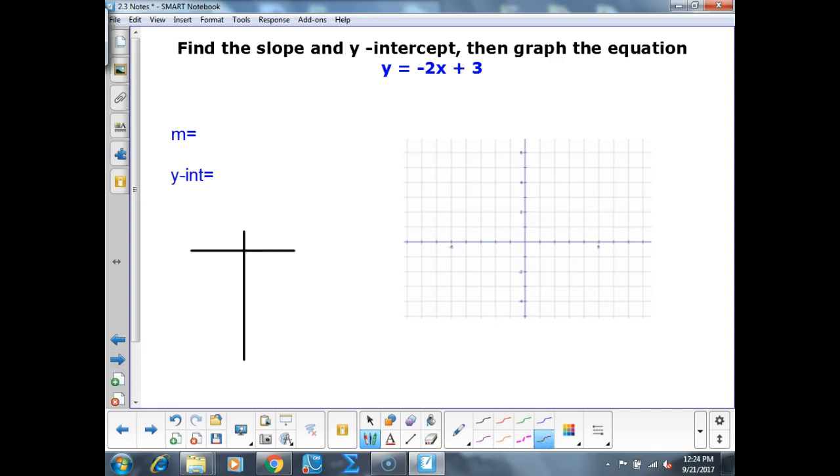Okay? So, first it says find the slope. What is the slope of this line? Negative 2 is the slope of this line. Y equals mx plus b, remember. Okay. What is the y-intercept of this line? And do not say 3. Thank you. Y-intercepts are points. 0, 3 is the y-intercept.